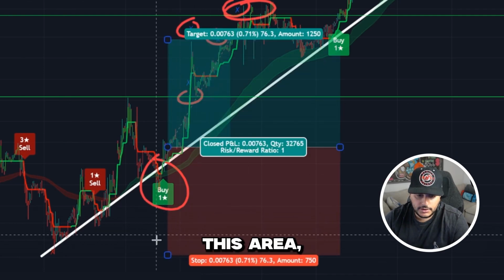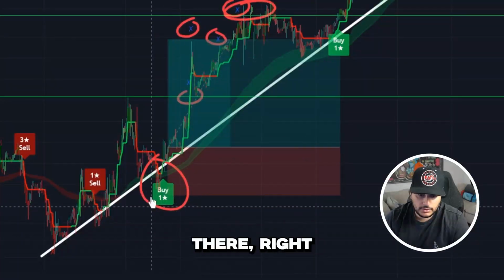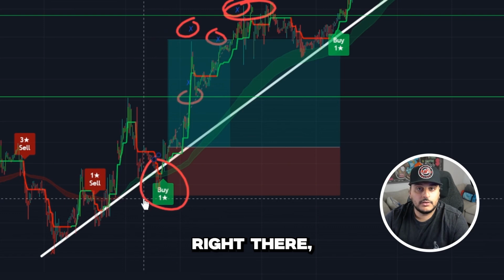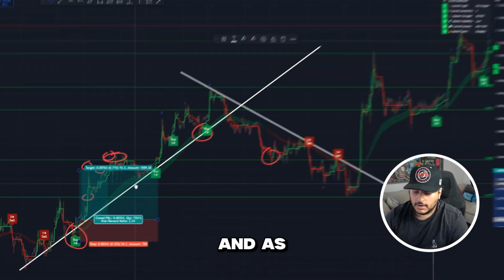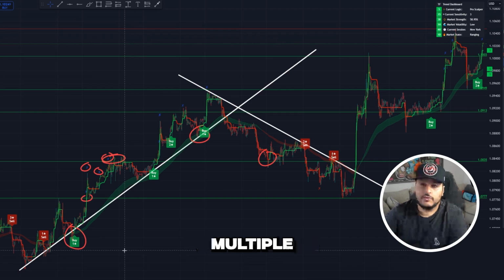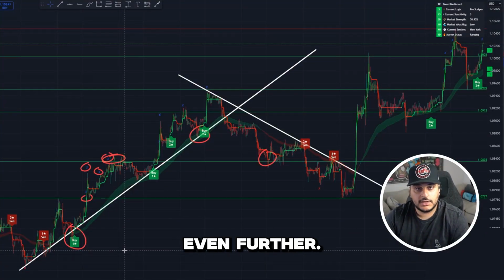So we took it around this area. The swing low would be right there, right below that area right there. Extremely simple, guys. And this is exactly how that trade would have played out. And as we can see, looking at this chart, we would have multiple winning positions in a row. Let me show you guys a little bit more examples so you can understand even further.